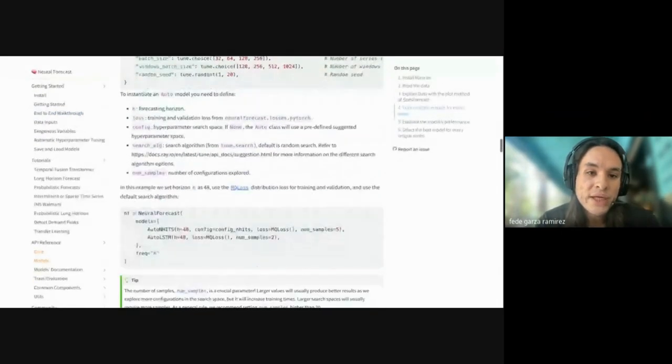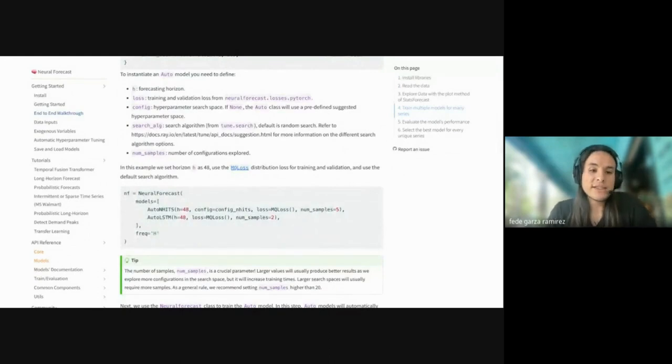After that, we are ready to instantiate the auto classes. Here, I'm doing that. To the auto classes, we have to pass the forecasting horizon, in this case 48, and the config. If you don't pass a config, the auto class will search in a default hyperparameter space. Also, we can include the loss. In this case, we will be using the multi-quantile loss to provide prediction intervals, and the number of samples, which is basically the number of combinations we want to try for the hyperparameter space.